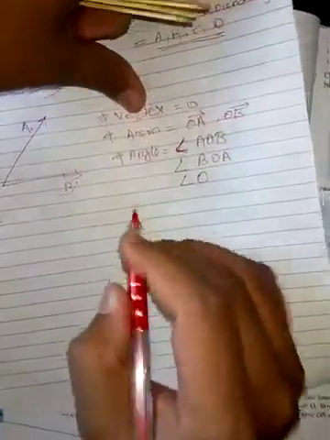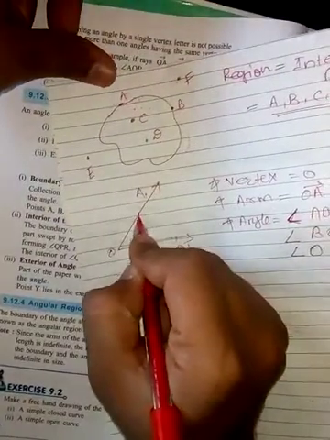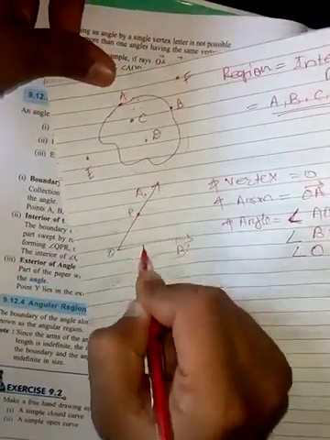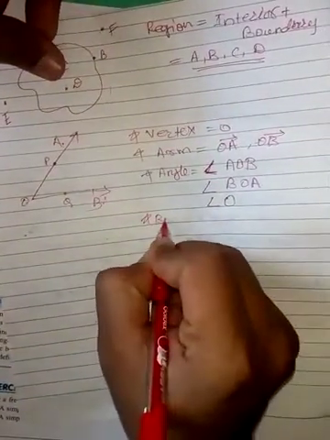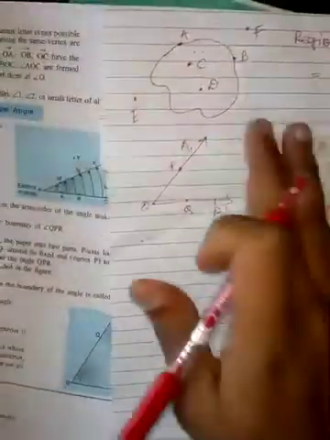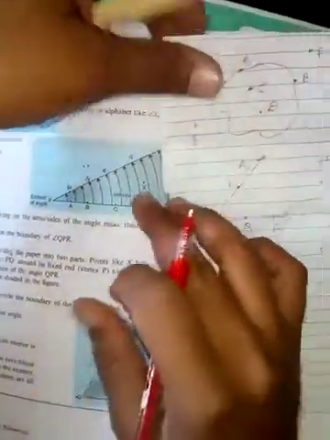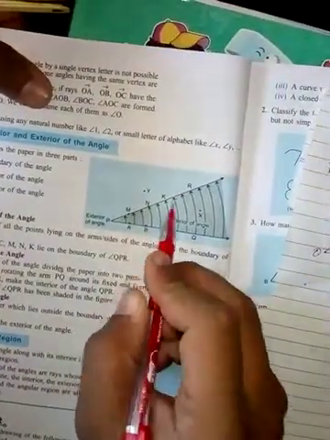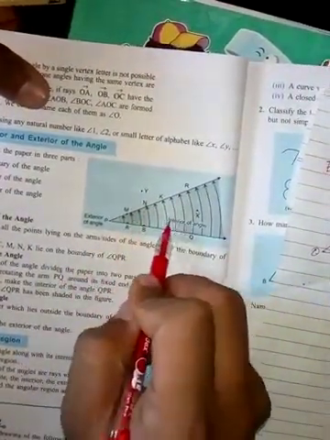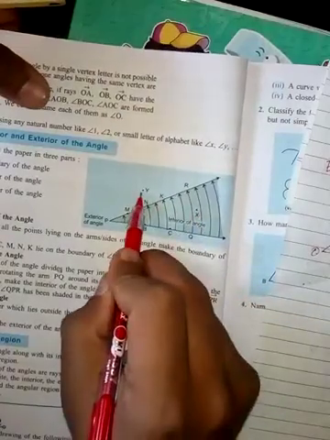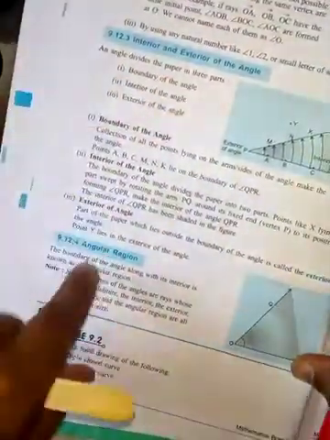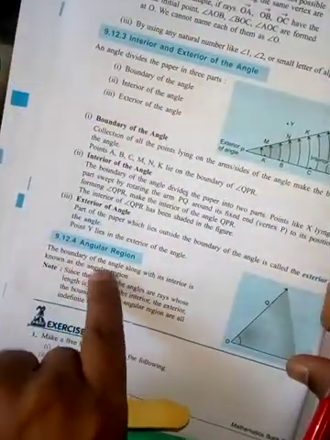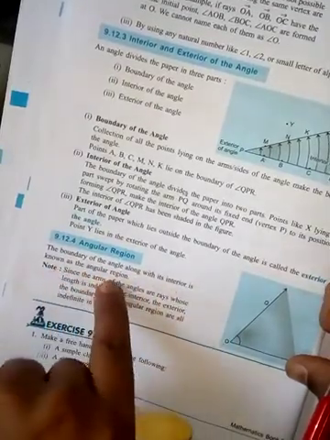Now let me see its interior, exterior, and boundary. Okay, boundary of the angle means what? Suppose point P and point Q are on the boundary. Okay, boundary of the angle. See, in this diagram also A, B, C are on the boundary. Interior part means inside part: point X is interior, point Y is in the exterior. Okay, so like this the interior and exterior are the same as before. Region is what? Again the same: the boundary of the angle along with the interior part is called the region of the angle.